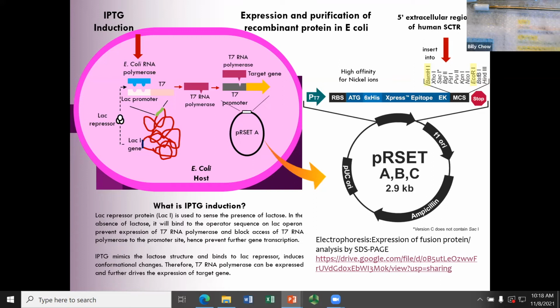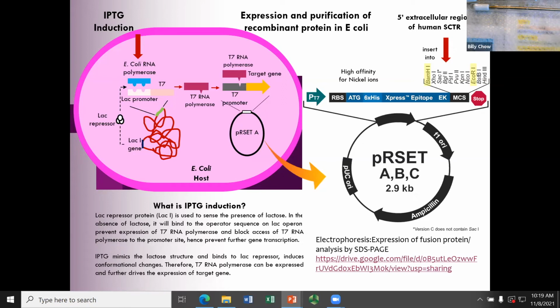But in your laboratory, you will use pRSET A. This is the vector that you use. You can see that this double-stranded circular piece of DNA contains an ampicillin resistance gene. So all you need to do is put ampicillin into the culture, and it will select for the plasmid-containing bacteria. Other bacteria will not grow in that culture.